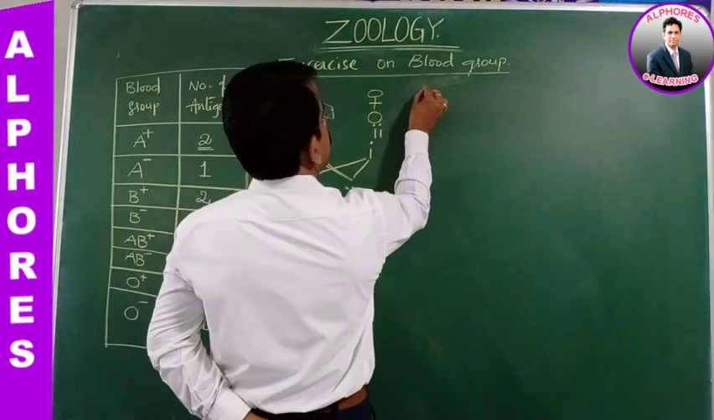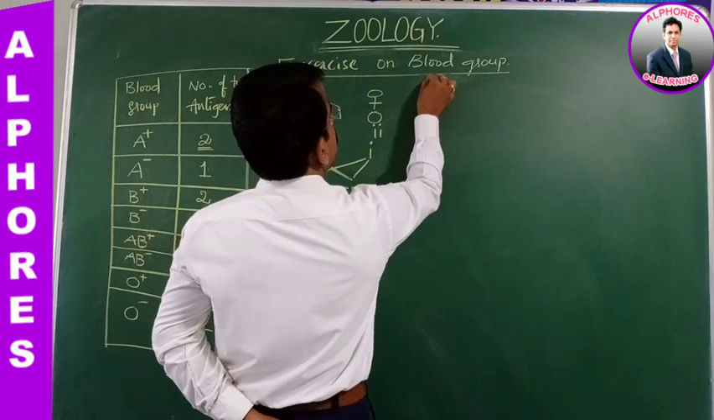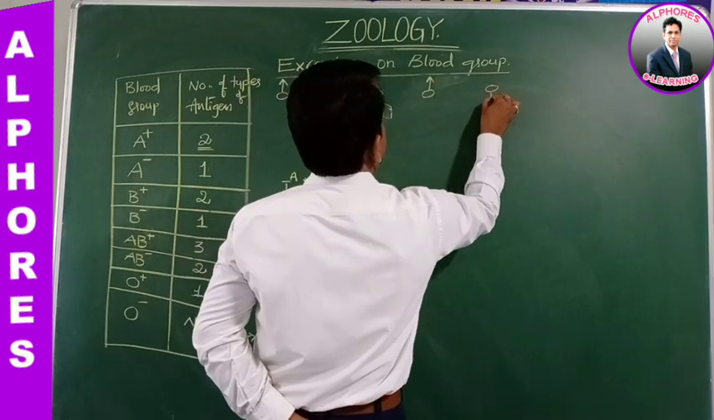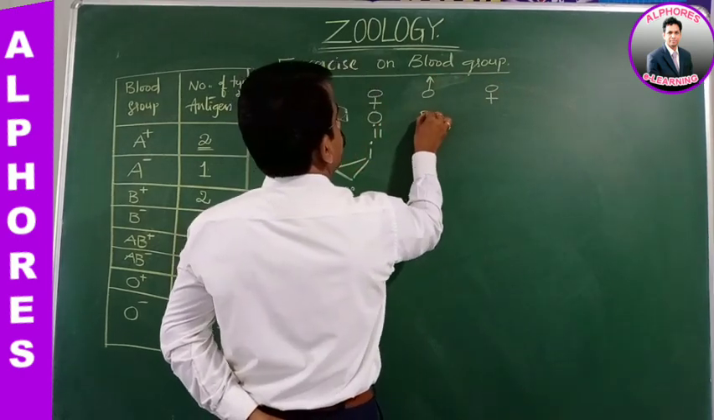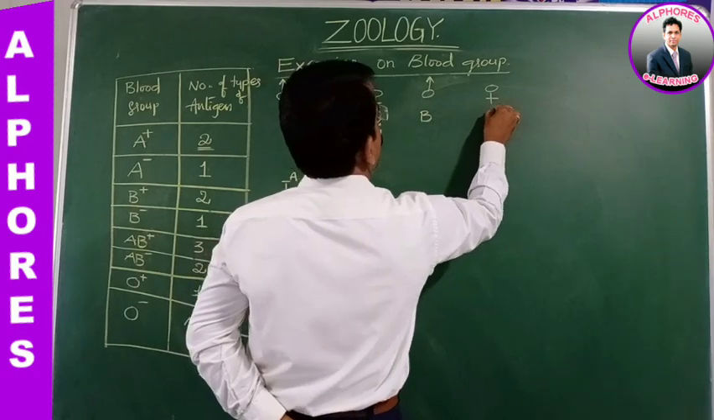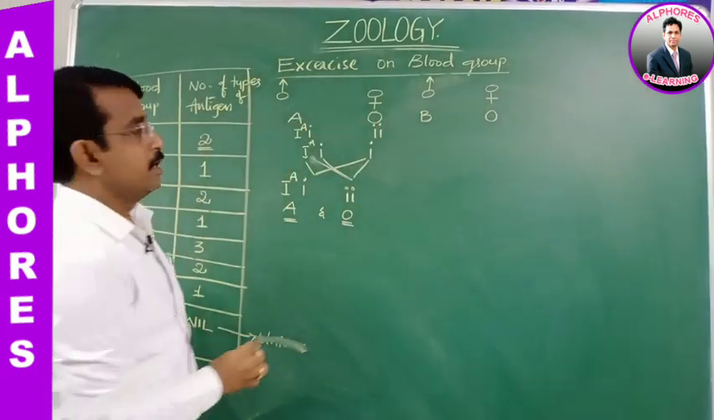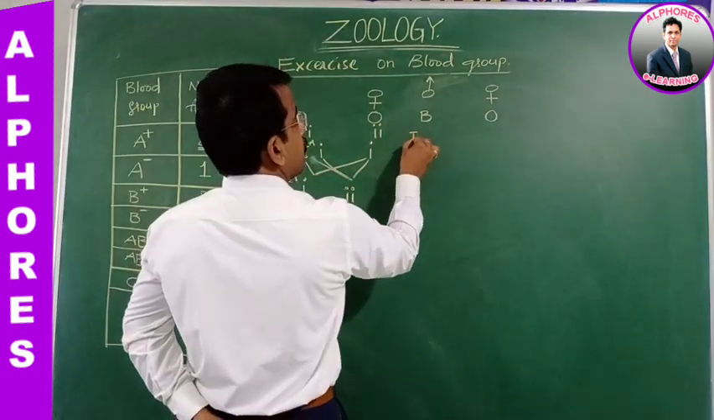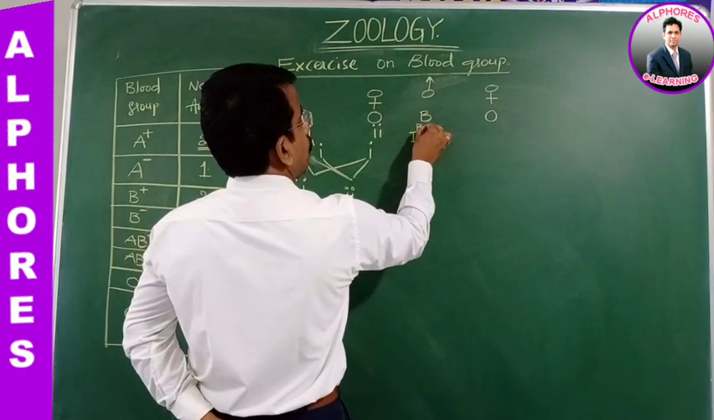Now let's see if the mother and father are different. The father is with the B blood group and the mother is with the O blood group. Again, IB, IO.